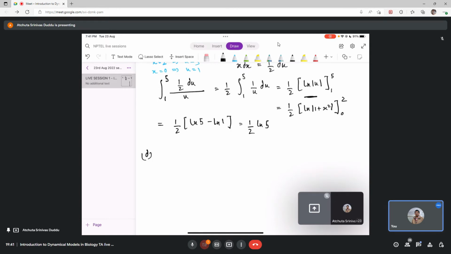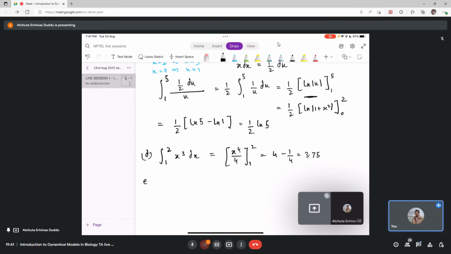We have the integral 1 to 2 of x cube dx. Again we use the rule that the integral of x power n dx is equal to x power n plus 1 by n plus 1. So in this case, we have x power 4 by 4, limiting from 1 to 2. We have 2 power 4 by 4, which is 4, minus 1 by 4, which should be 3.75.